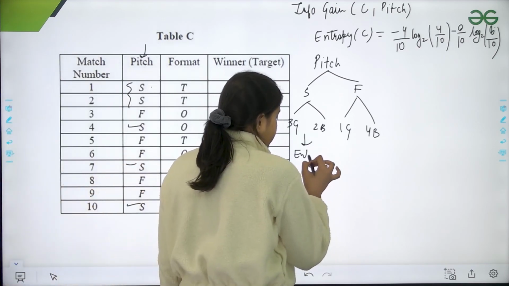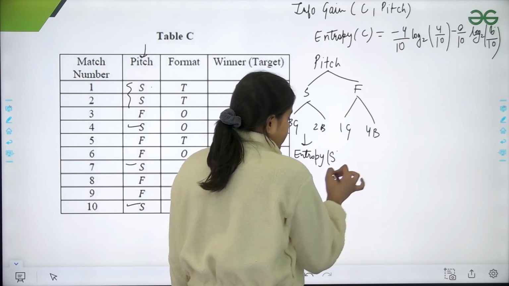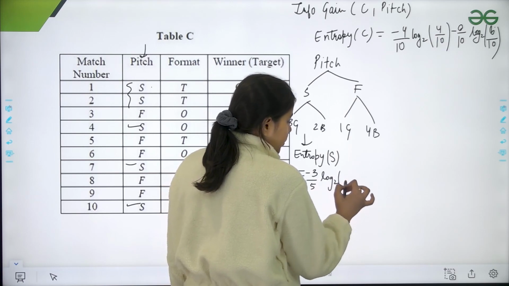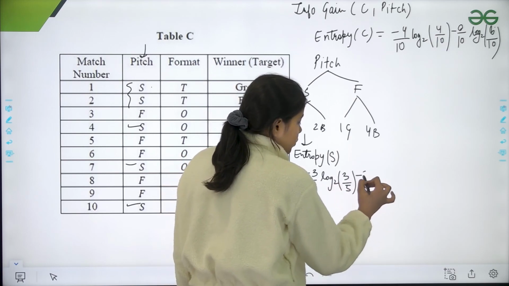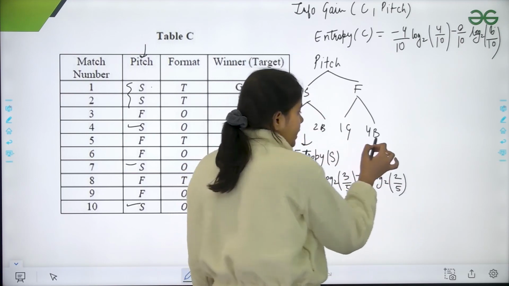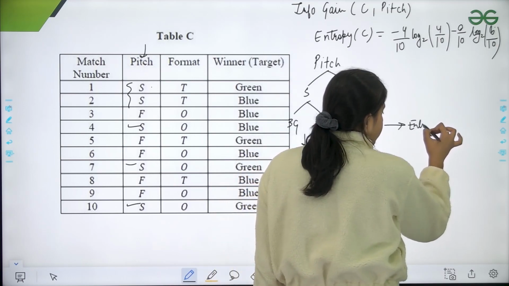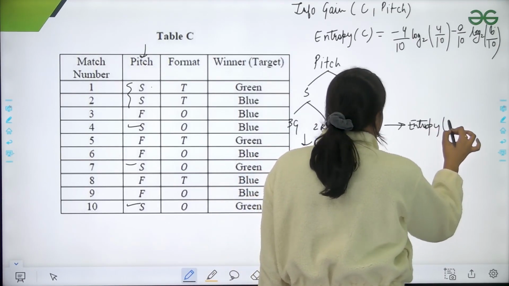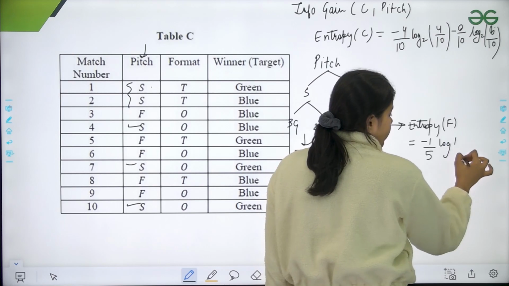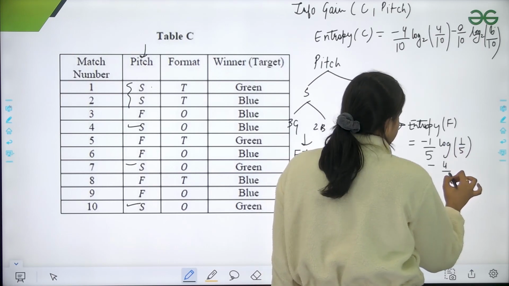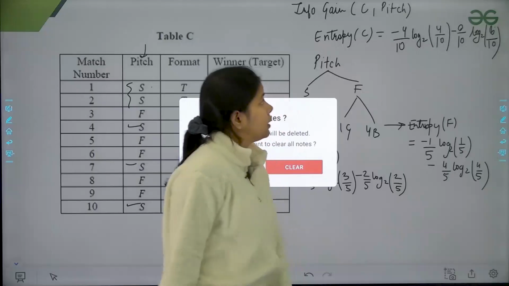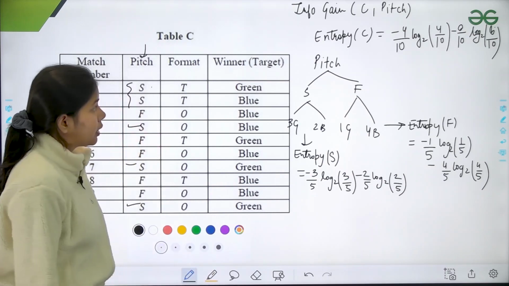Now I have to find out the entropy for this S. So let's find out the entropy of S. It becomes minus 3 by 5 log to the base 2 of 3 by 5, minus 2 by 5 log to the base 2 of 2 by 5. This is the entropy in the S case, and in the F case the entropy becomes minus 1 by 5 log 2 of 1 by 5 minus 4 by 5 log to the base 2 of 4 by 5, right?